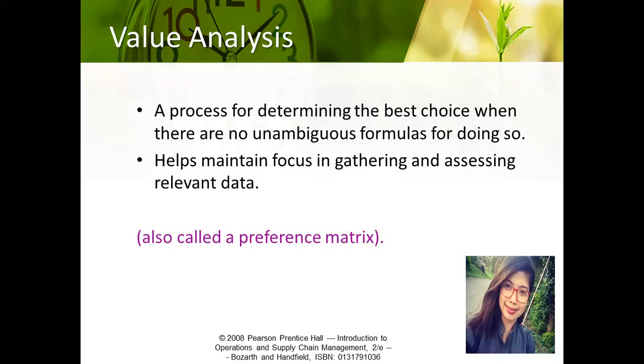Okay, so let's go now to the value analysis. This is a process for determining the best choice when there are no unambiguous factors for doing so. This also helps maintain focus in gathering and assessing relevant data. This is also called a preference matrix.